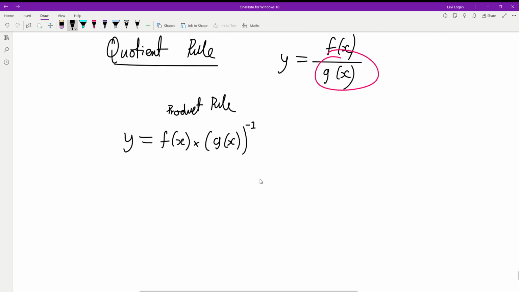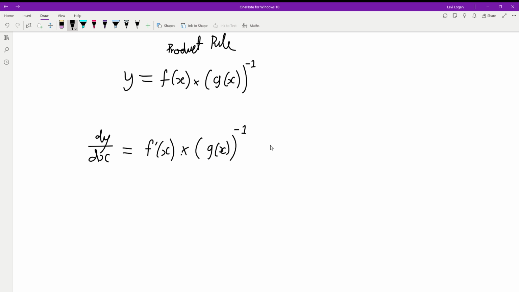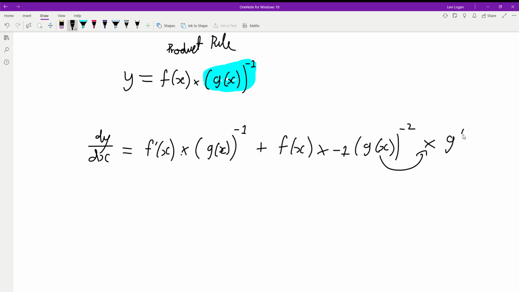So if I differentiate it, I differentiate the first term and leave the second one. So I get dy/dx equals f'(x) times, and just leave this guy here, plus leave f(x), and then differentiate this guy here, which is going to be a chain rule with a power rule in it. So bring the negative 1 down the front, so times by negative 1 g(x), and subtract the power by 1. And then we have to bring out the derivative of this, so times by g'(x) as well, because it's a chain rule.